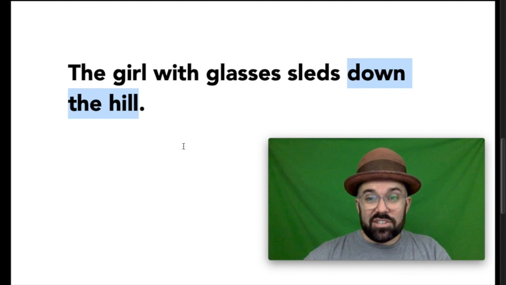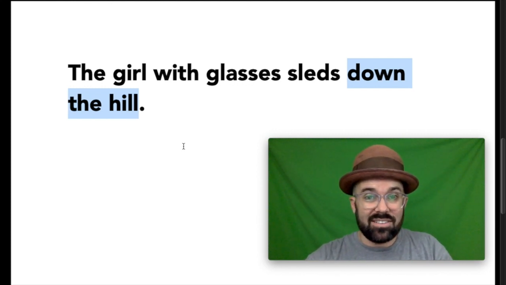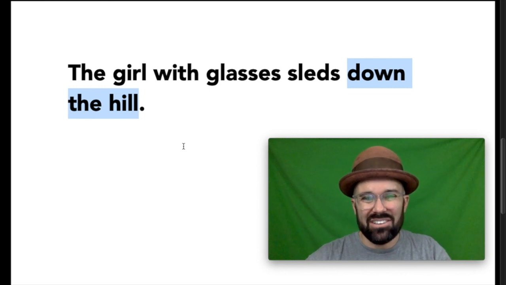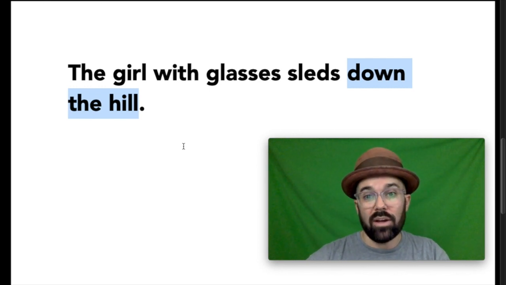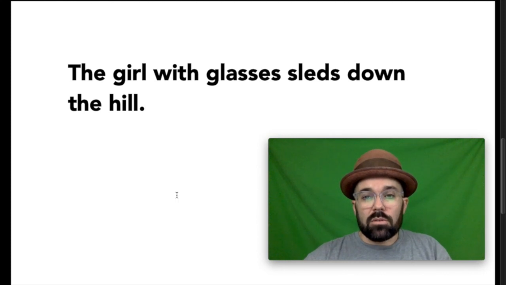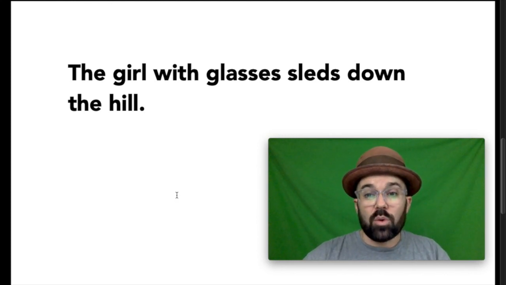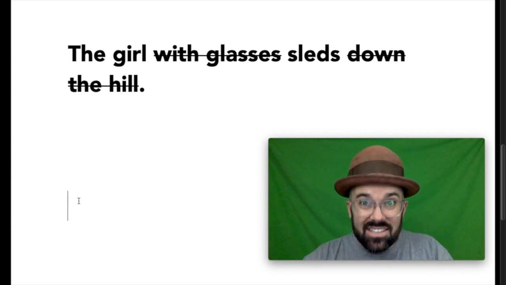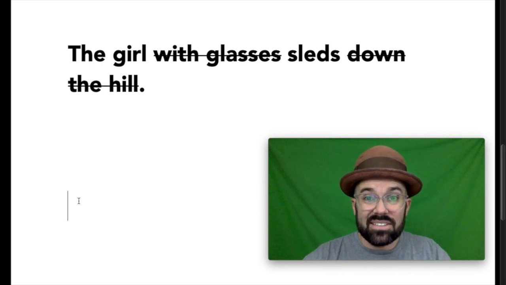The second prepositional phrase is down the hill. This is a prepositional phrase that tells us the direction of something, where the girl is going. Down is the preposition, and hill is the object of that preposition. Down what? Hill. If we were to eliminate both of those prepositional phrases, what we have left over should still be a complete sentence, and it is. The girl sleds. It's a complete sentence without nearly as much detail, but it is still technically a complete sentence.